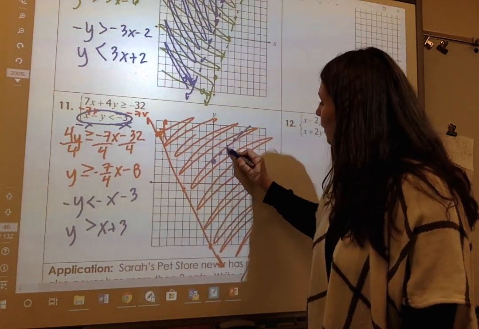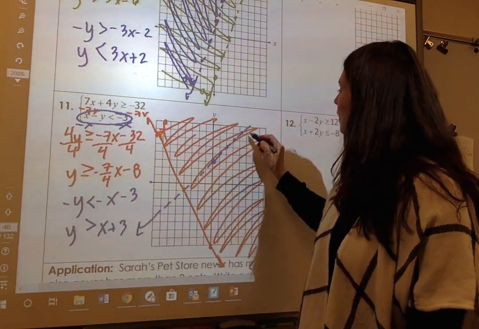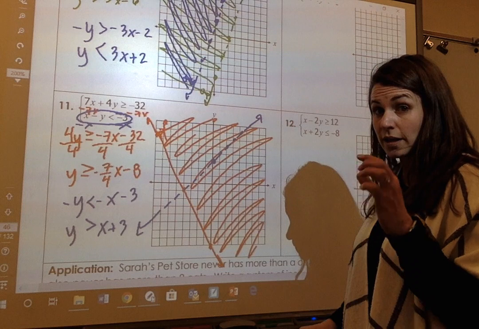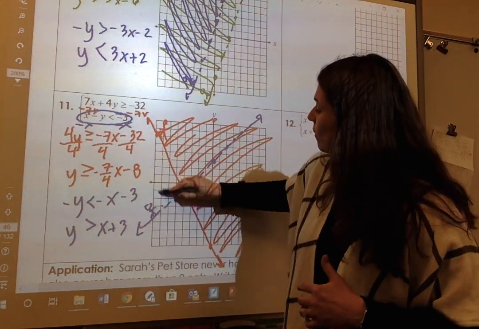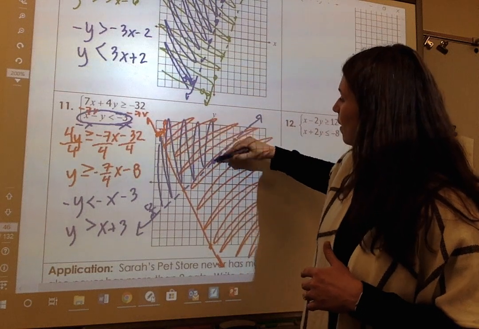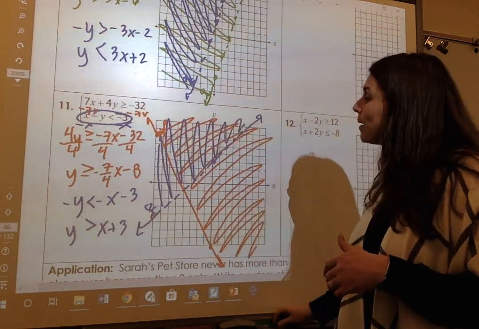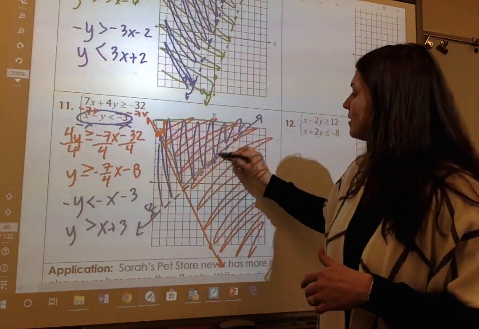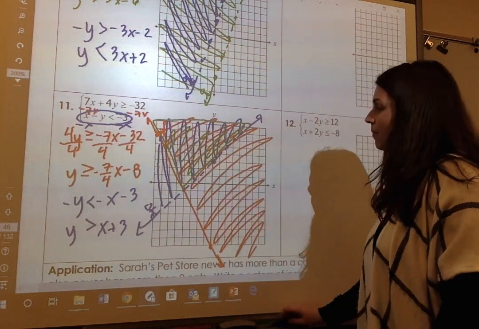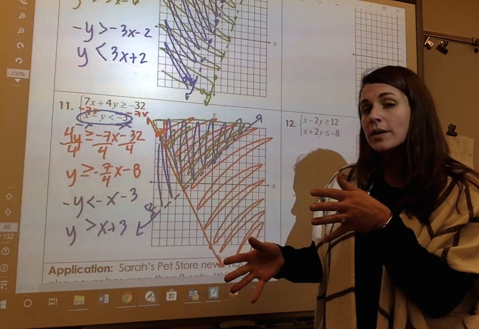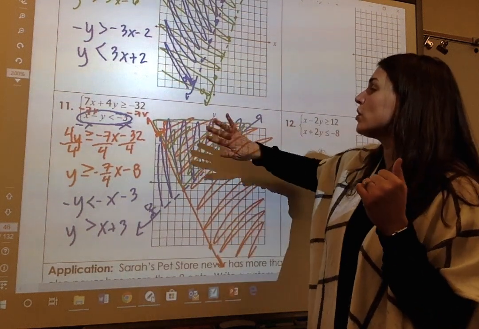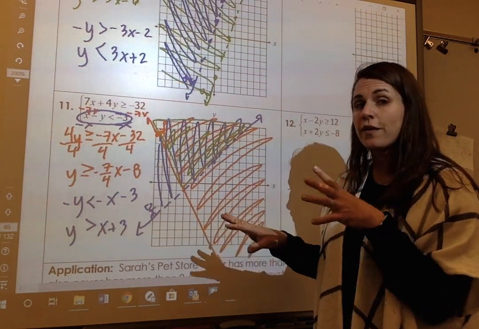Dotted line here, because it's not equal. And then here's my skier. Y is greater than, so I shade above. So my overlapping region is all of this in here. Okay? So it's just systems of inequalities, putting those two linear inequalities together, and the solution is that overlapping region. If you're struggling on that, come and see me.